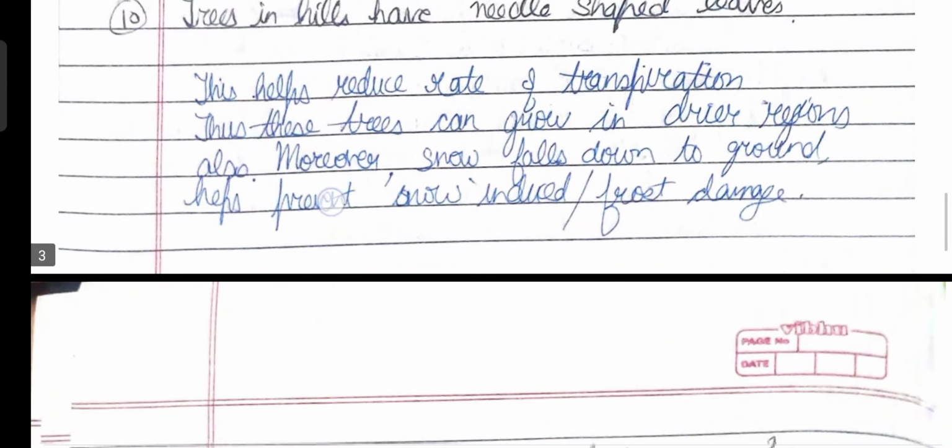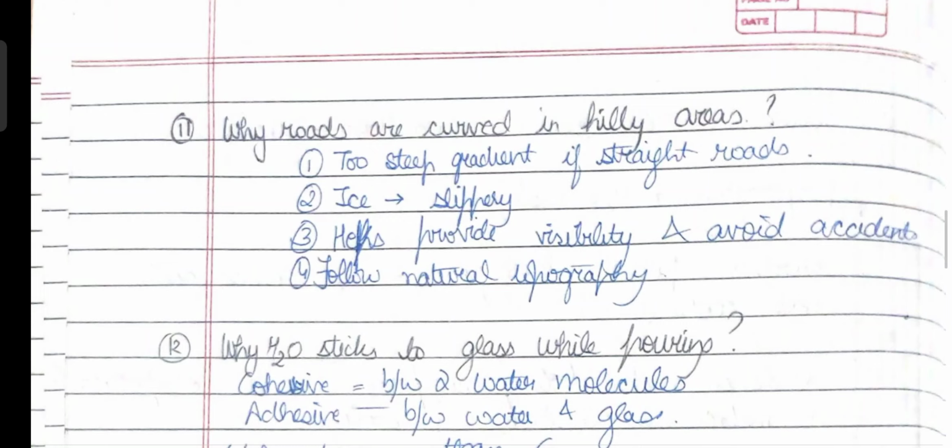Next question is, why are the roads curved in hilly areas? There are several reasons behind this. First of all, if there were straight roads, it would become so steep that many times vehicles like trucks, and even many people, would not be able to actually drive the vehicles.